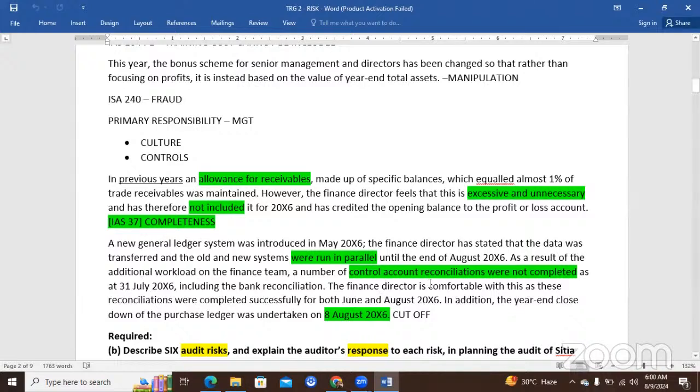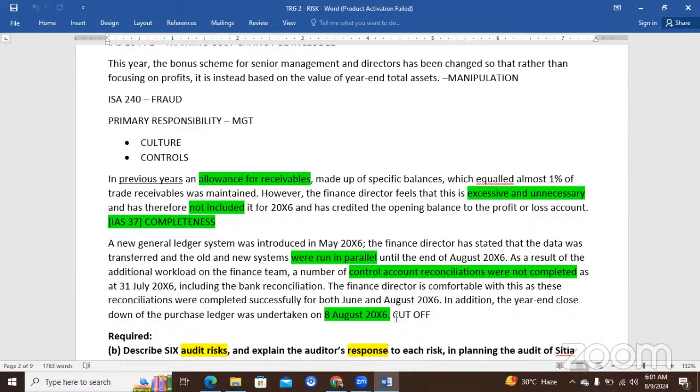Also, the finance director is comfortable with this. These reconciliations were successfully done for both June and August. In addition, the year-end closedown of the purchase ledger is undertaken on 8th of August. Actually, if you look at the purchase ledger at 31st of September, the balance should be brought forward to the next year, because transactions after that are next year's transactions.